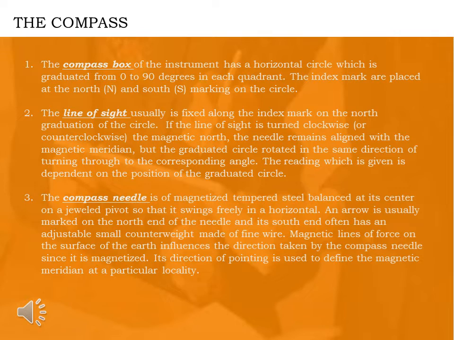The compass needle is magnetized tempered steel balanced at its center on a jeweled pivot so that it swings freely in the horizontal. An arrow is usually marked on the north end of the needle, and its south end often has an adjustable small counterweight made of fine wire.